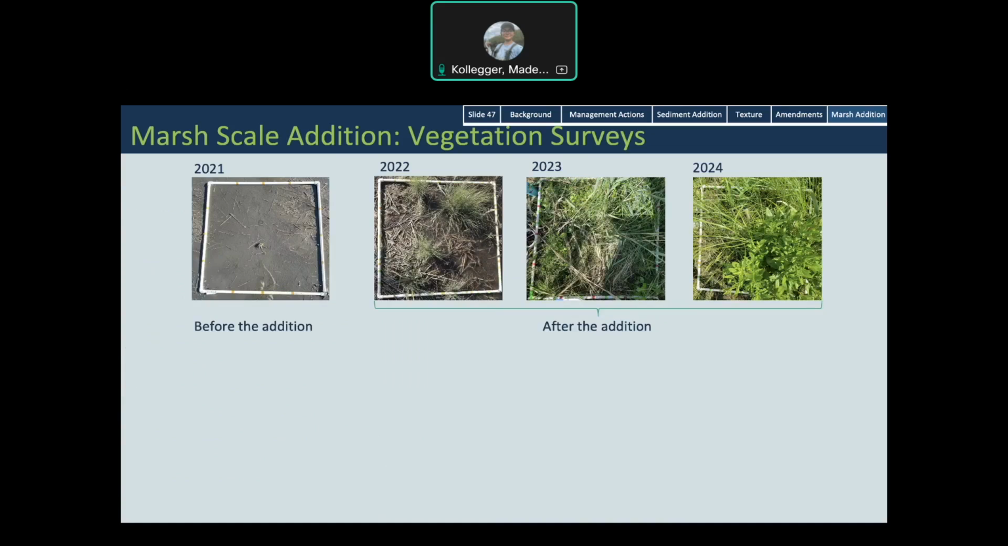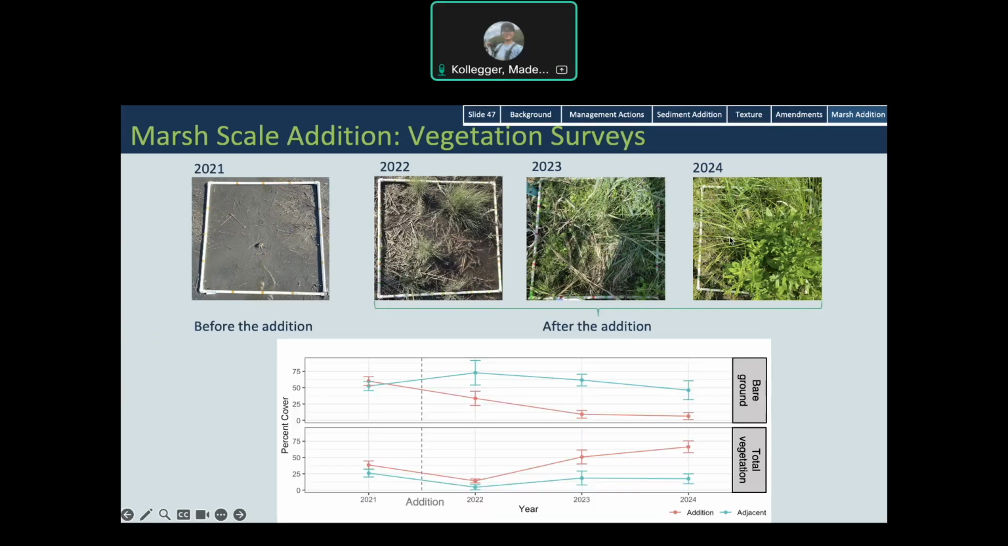And so this is a visual of the timeline. Before the addition, this is what most of the plots looked like. In 2021, they were pretty open, mucky, wet, bare ground. And then once they did the addition and added some plants, it looks better. We have more plant growth. And then through time, we see an increase in the amount of vegetation. And what that looks like in graph form is this, with percent cover, or the amount of ground that's covered by the thing, on the y-axis, and time along the x-axis.